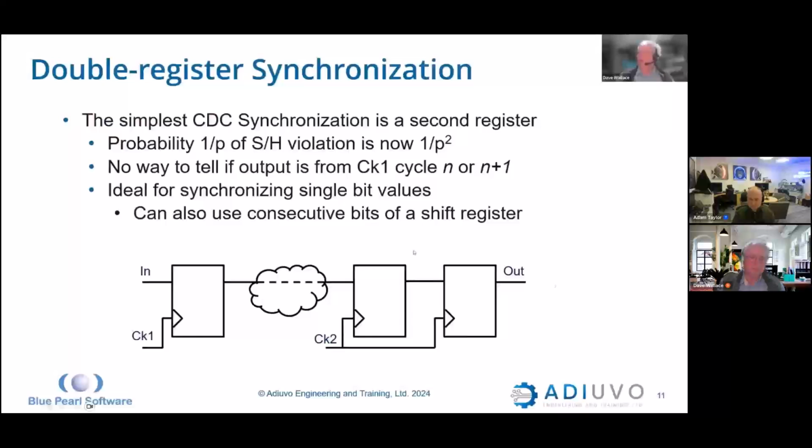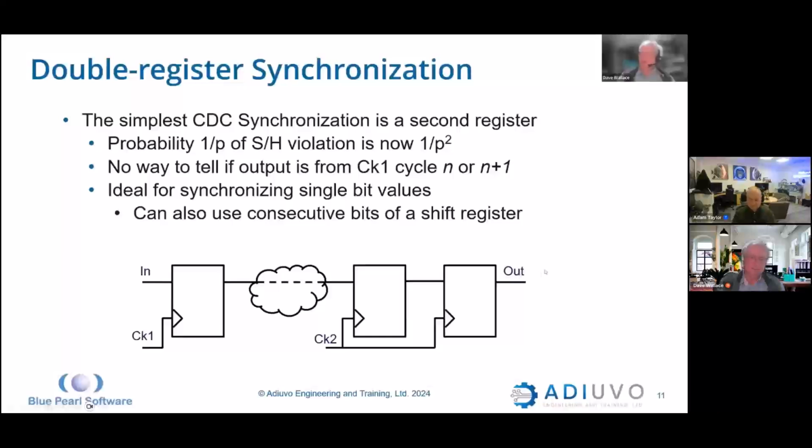So let's talk, first of all, about the very simplest, which is double register synchronization. And the idea here is you just add a second register after the main receiving register. So, of course, if these clock 1 and clock 2 are asynchronous, this first clock 2 register may, in fact, go metastable. But most of the time, it won't stay in that metastable state for very long. And hopefully it is resolved by the time the second register clocks a value in.